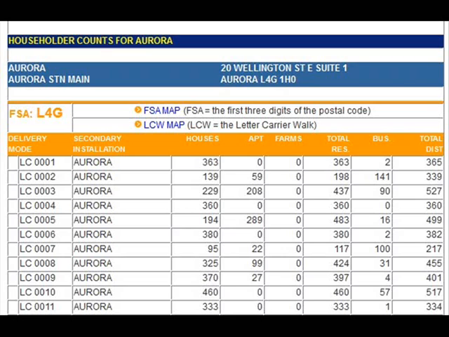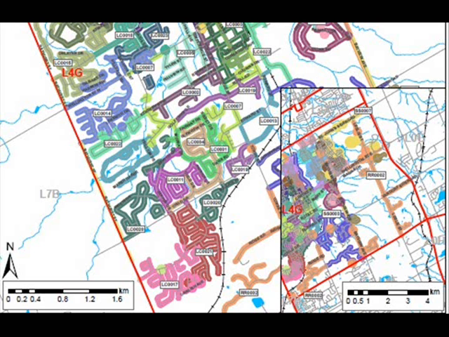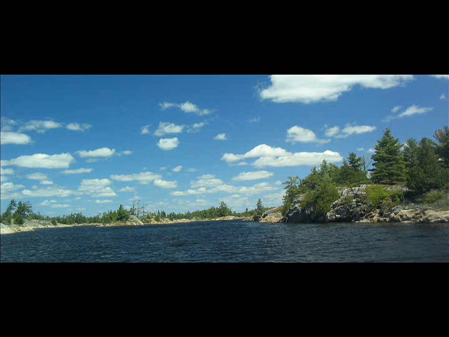You'll also find that sometimes Canada Post has those walk routes marked online in their Unaddressed Admail Maps section. You can Google Unaddressed Household Maps and follow the links to your town. Then click on the maps and they should drill down to walk route detail in most cases. Now rural routes are a bit more challenging for detail and you may have to be less specific.